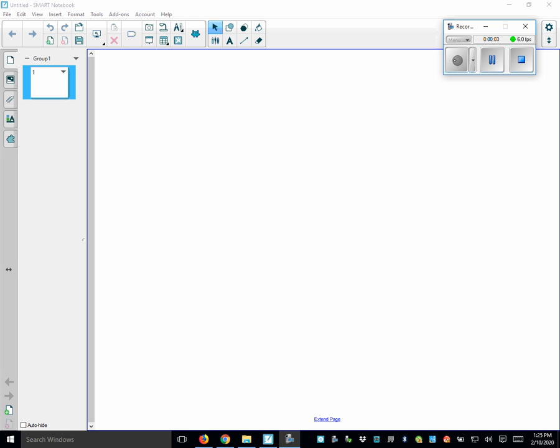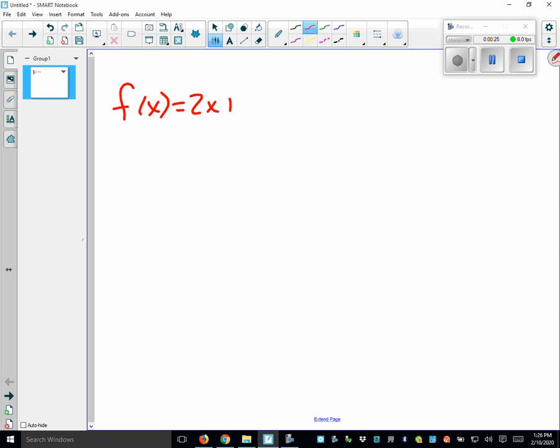Fraction on your calculator and determine if it is 1 to 1. What does 1 to 1 mean? Draw a vertical line and a horizontal line, and either one can only cross once. So, what if I have f of x is 2x plus 1? Is that 1 to 1?